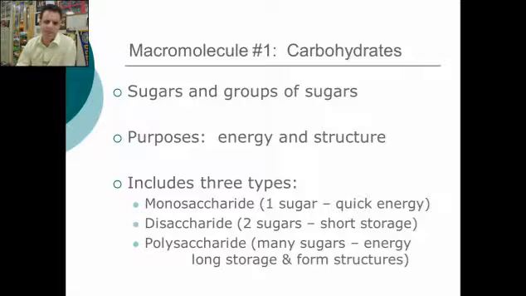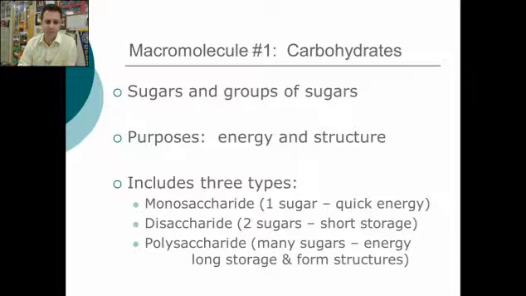So let's hit carbohydrates first. Carbohydrates are just sugars, as you know, of varying complexity, and their main thing is to provide energy and also some structure. Now there's three levels or three types of carbohydrates or saccharides. There's monosaccharides, which is one sugar ring, such as glucose, and this provides immediate, very quick energy.